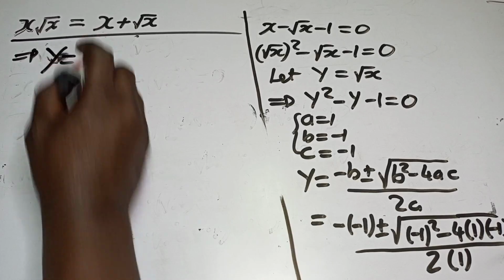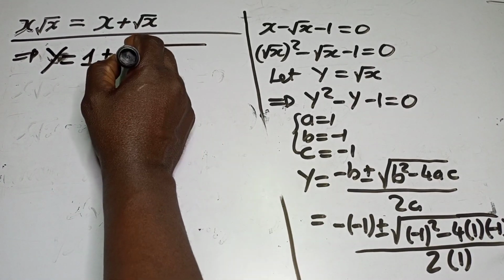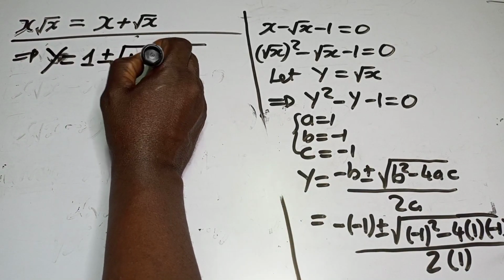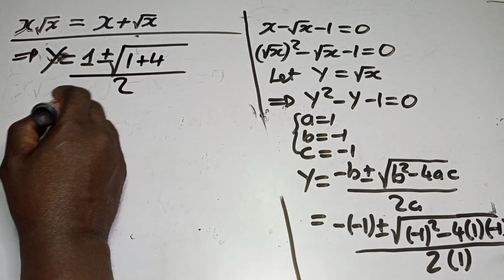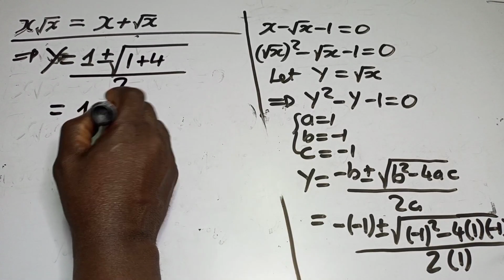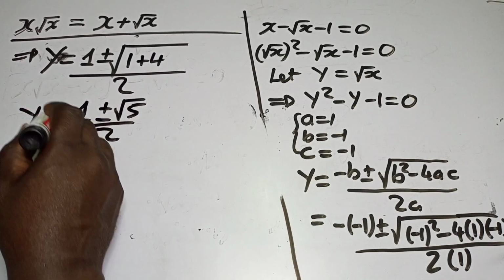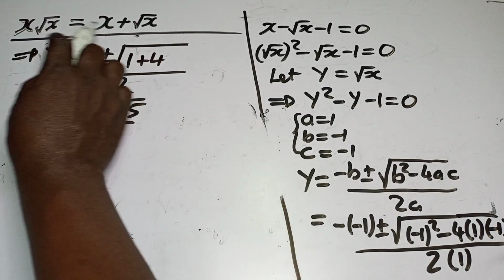y is equal to 1 plus or minus the root of (-1) squared is 1, negative times positive, so plus 4, all over 2. So this is going to give us 1 plus or minus the root of 5 all over 2. So we have y is equal to 1 plus or minus the root of 5 all over 2. But remember, we were not asked to solve for y. We're asked to solve for x. Our equation is in terms of x.